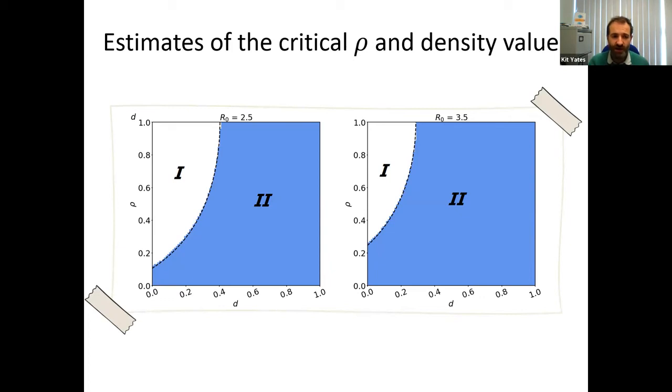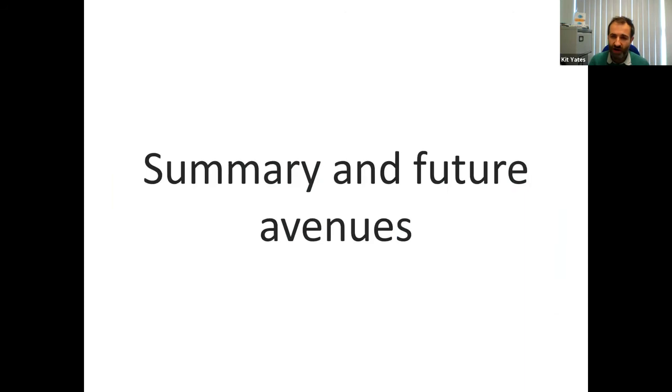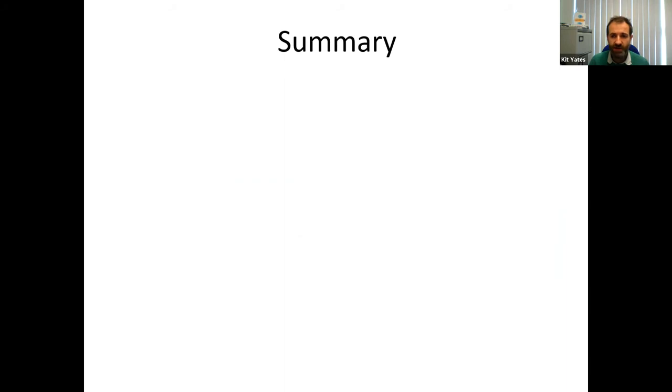And again, this is what I'm saying. As long as D is less than DM, the critical value, then there's some value of rho for which we can suppress the epidemic. All right, so just to summarize, I'm aware that I'm getting close to time, or maybe even over. To summarize, I think past epidemiological models haven't accounted for some of these important aspects of behavioral response to disease in human populations.